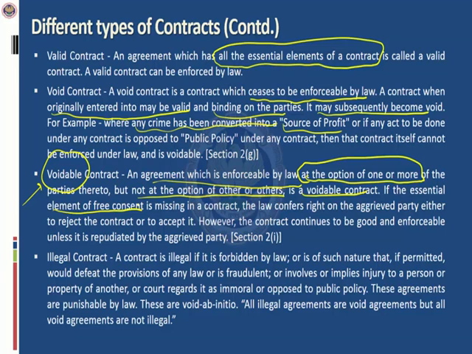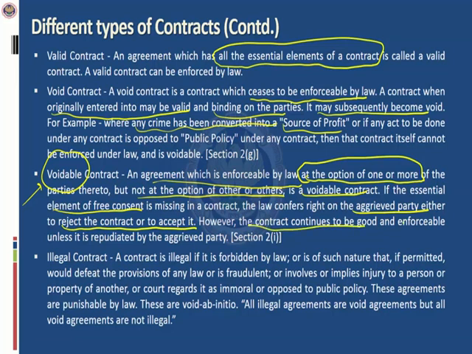But if any element of free consent is missing, say for example someone has threatened me and told me to sign a particular contract or give a particular payment, the element of coercion exists, and therefore it is not being given with free consent. It is not being given with the free will of the person. It has been done by the threatening of a third party or maybe a party to the contract, and therefore the option of voidability exists. The aggrieved party here, who has been threatened directly or indirectly, may accept the contract or may reject the contract on the same date or at a future date.